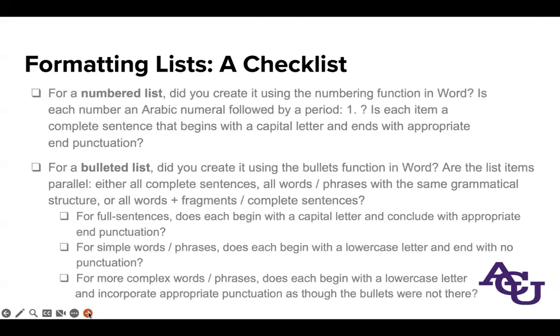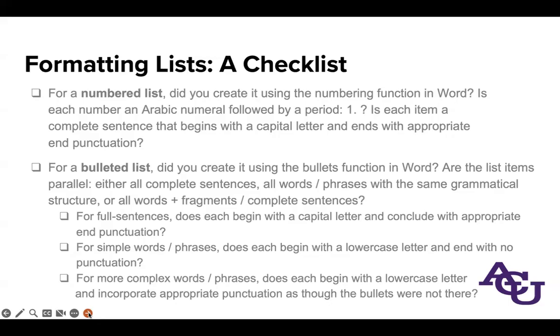For a numbered list, did you create the list using the numbering function in Word? Is each number an Arabic numeral followed by a period, like 1, period? Is each item a complete sentence that begins with a capital letter and ends with appropriate end punctuation? And for bulleted lists, we have a lot more choices, but did you create it using the bullets function in Word? Are the list items parallel?